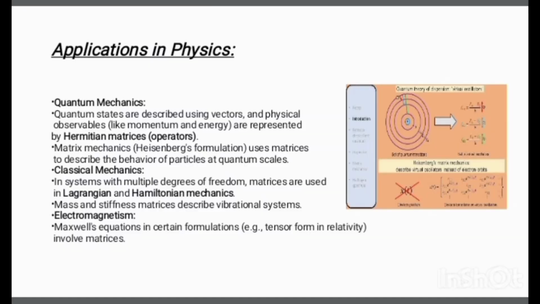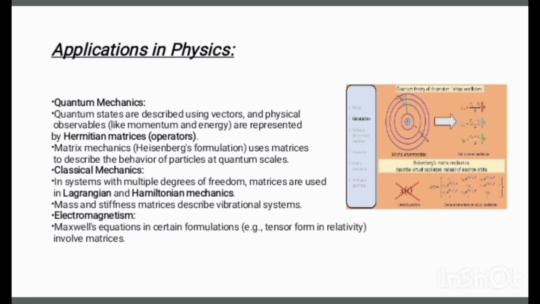Application in physics. Quantum mechanics. Quantum states are described using vectors, and physical observables like momentum and energy are represented by Hermitian matrix operators. Matrix mechanics. Heisenberg's formulation uses matrices to describe the behavior of particles at quantum scales.